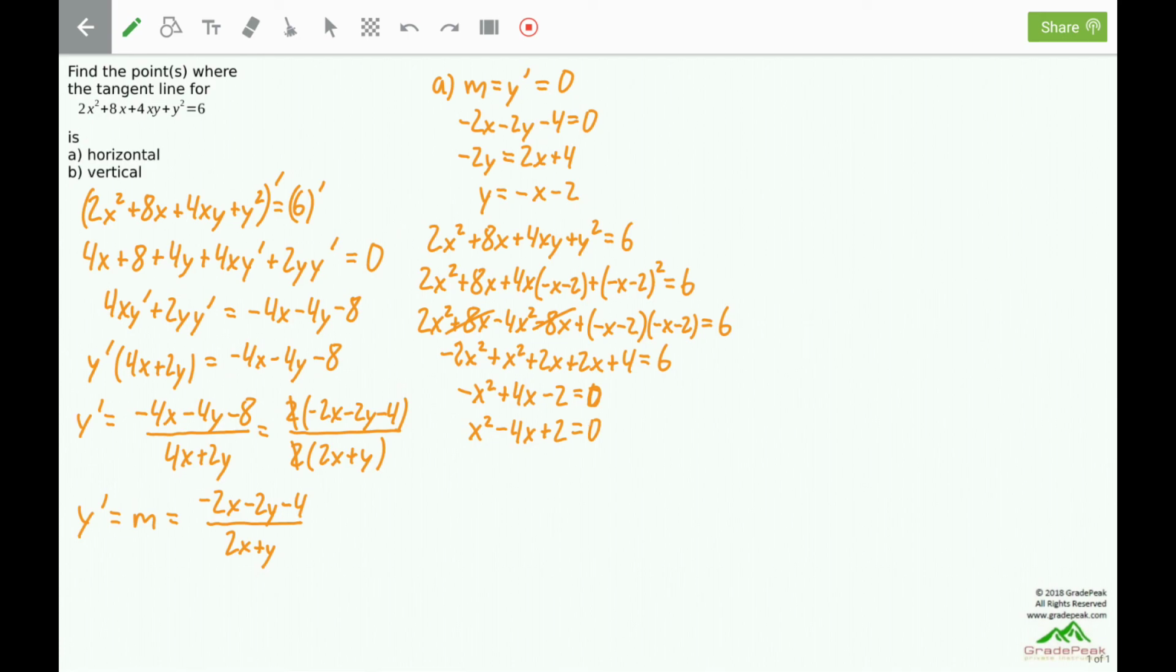But positive 2 can only be a 2 and a 1. And they can both be negative or both positive, but there's no way those can combine to be a negative 4. So this is not factorable, therefore we have to use the quadratic.